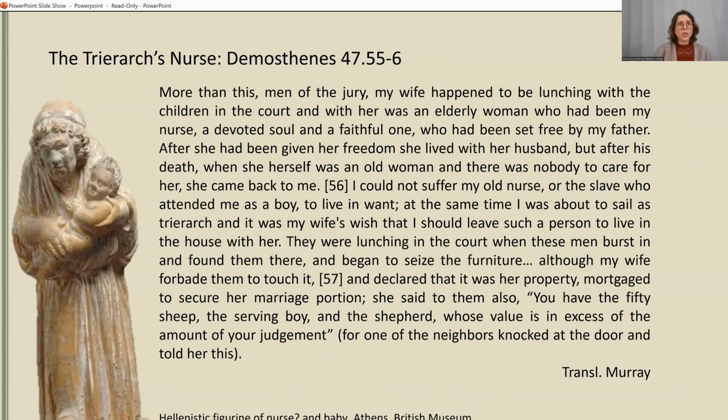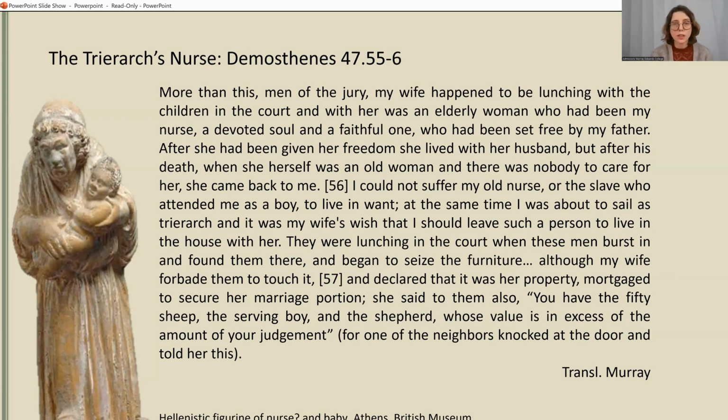I've given you here an extract from a speech which is preserved in the corpus of another 4th century Athenian, this time the orator Demosthenes. And here we find something that looks rather in keeping with the model set out by pseudo-Aristotle. What we have here is a story about a manumitted slave, so a slave who has been granted her freedom by her former master. She is an elderly woman who had previously been the nurse of the speaker.